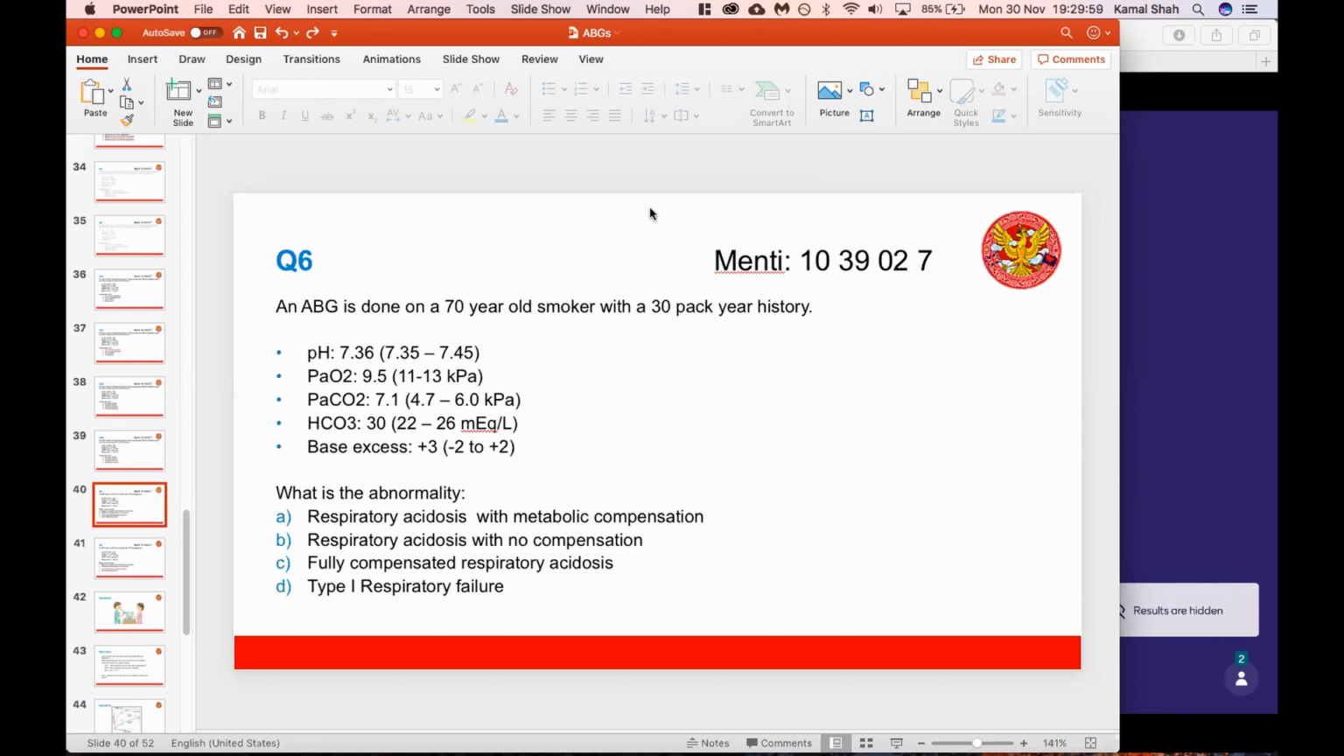And I know it's 7:30. We started slightly late. You probably want to go off and have dinner. So I will rattle through spirometry.